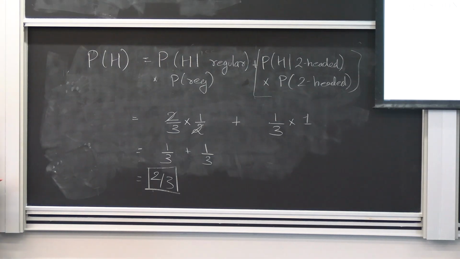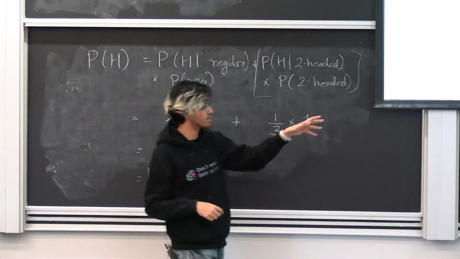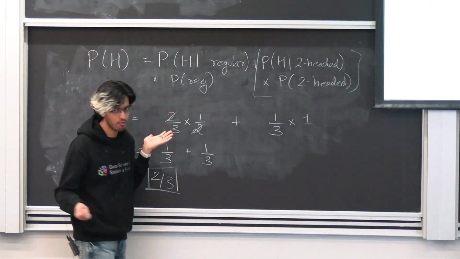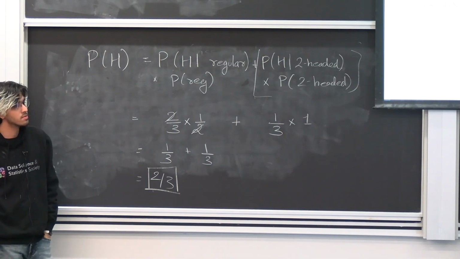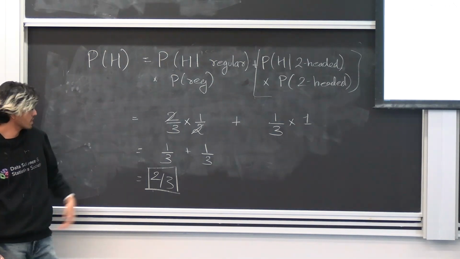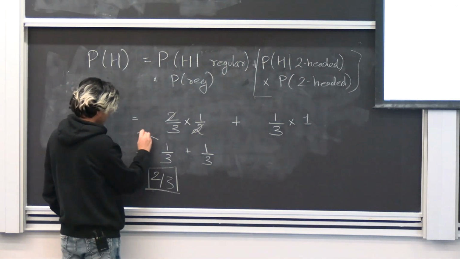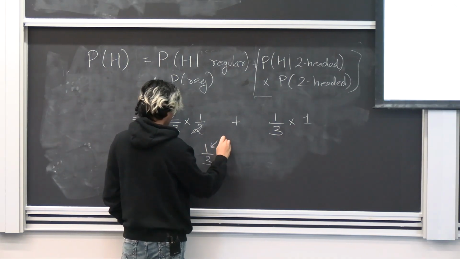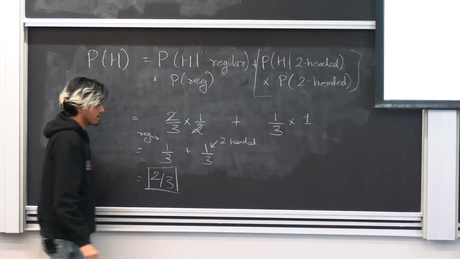Part 2 says you do the same thing. You pick the coin at random and toss it, and it got heads. But instead of asking the probability of it being heads, the question is, what's the probability that it was the two-headed coin? Now, without doing any calculations, can someone tell me what this is? You can look at just this final line and tell me what this is. This is for regular, and this is two-headed. Sorry, what did you say? 1/3. Why do you think it's 1/3?